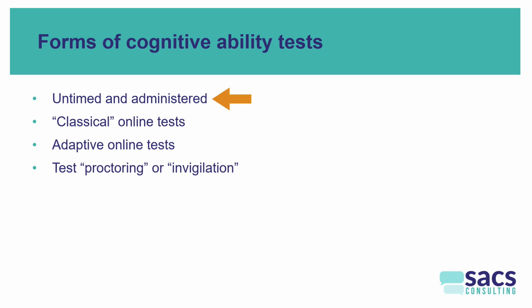The first is untimed and administered. The second is classical online tests, and the third is adaptive online tests. And then you'll see this question of test proctoring or invigilation.